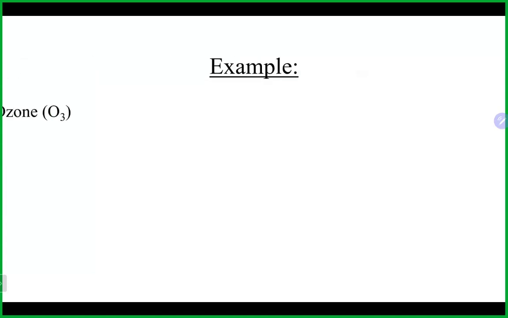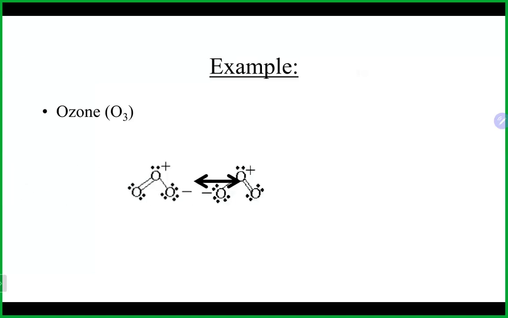And here are some examples that we can see. This is ozone. You don't have to worry about the charges. Those are what we refer to as formal charges. But we could double bond ozone over here on the left. We could also move the double bond over there to the right.